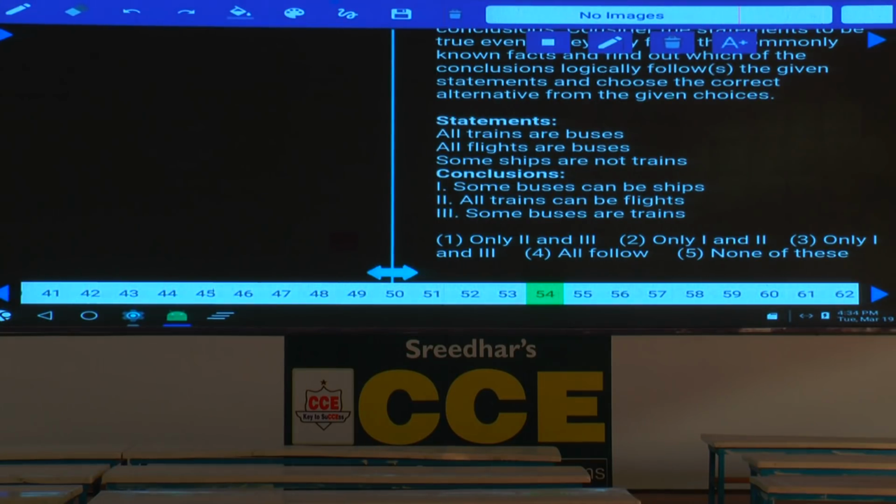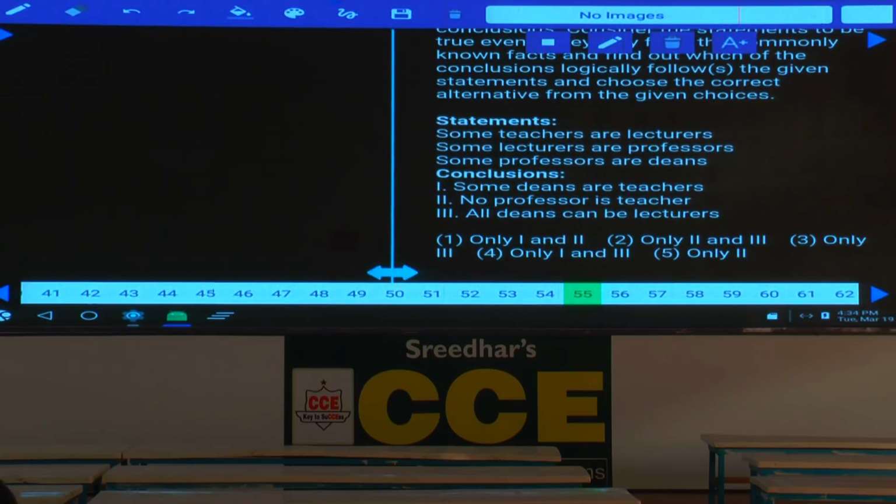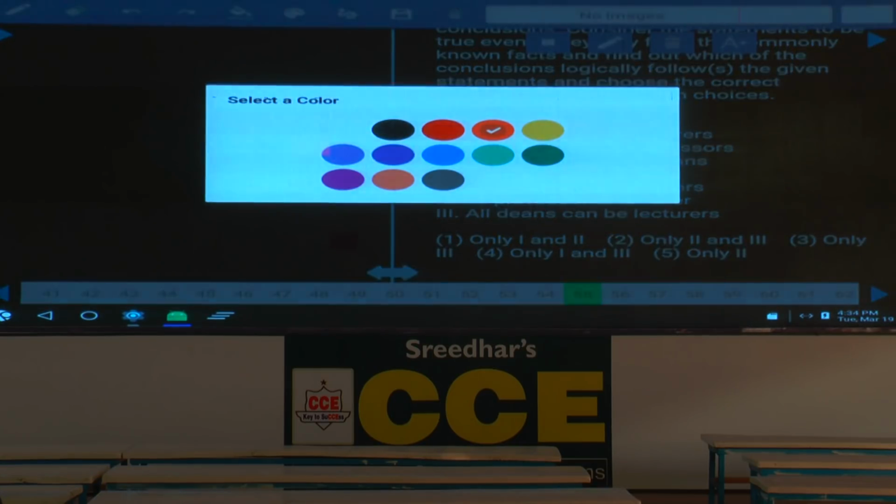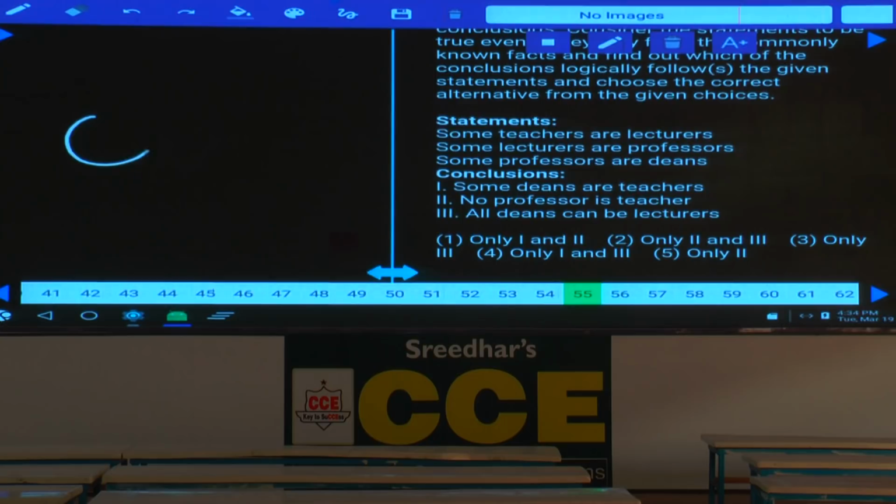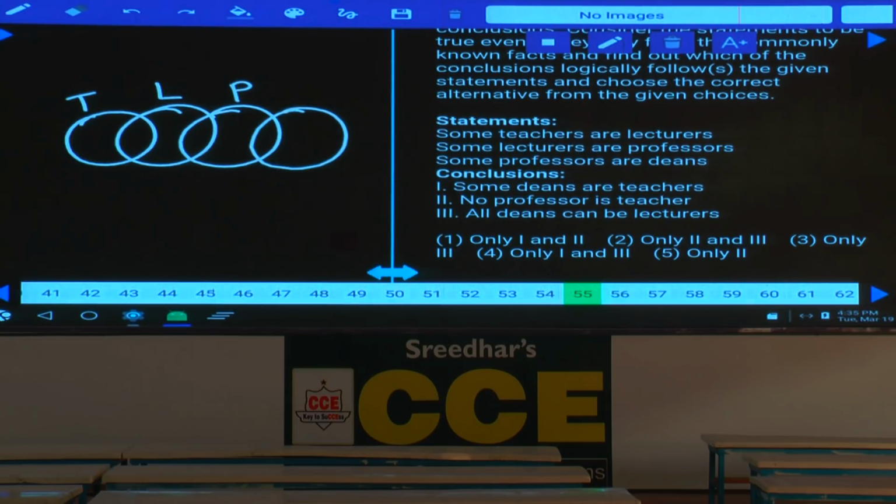54 done? Then 55. Now in this question number 55, some teachers are lecturers. Some of the teachers are lecturers can be written like this. And some lecturers are professors. Intersection between lecturer and professor. And some of the professors are deans. Then with the help of this one, some deans are teachers? Dean and teacher, no intersection between these two. No professor is a teacher, that is definitely true. And all deans can be lecturers. Now the third one is a possibility.